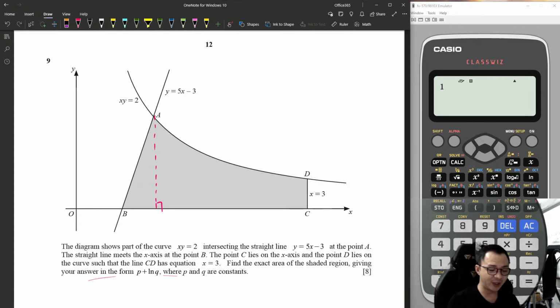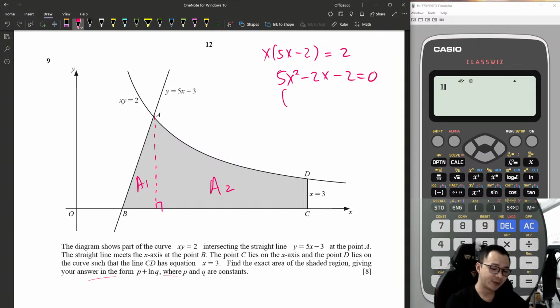And then here I have area 1 and area 2. Basically, area 1 is a right angle triangle. Area 2 is when I integrate the curve from that point. So I want to find the intersection point first. So xy is 5x minus 3, xy equals 2. So I do simultaneous: 5x squared minus 2x minus 2 equals 0.